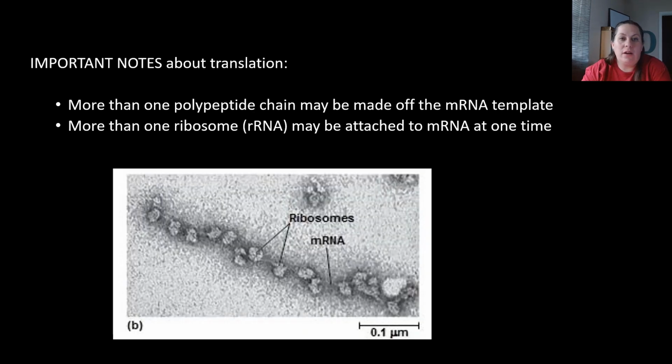So some important notes about translation. More than one polypeptide chain can be made off the mRNA template, and more than one ribosome may attach to the mRNA at one time. So you can see that here in the picture where the mRNA is running like a string, and it has lots of ribosomes attached, each one making the protein that this mRNA codes for.